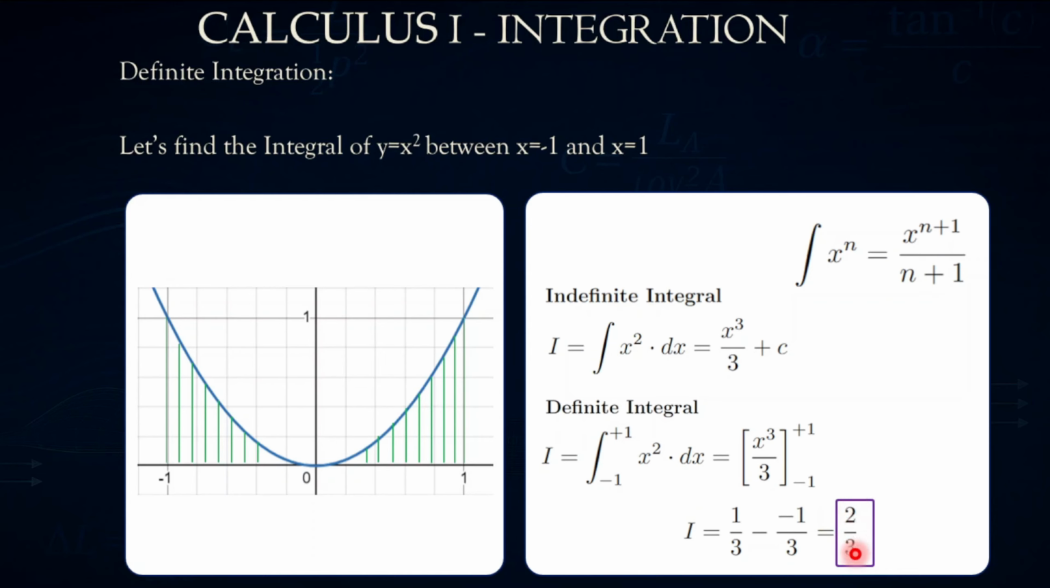or 2/3. Also, another way to get this area is to integrate from 0 to 1 of the function y equals x² and multiply that by 2, since we have an even function. Okay, it's symmetric in relation to the y-axis.